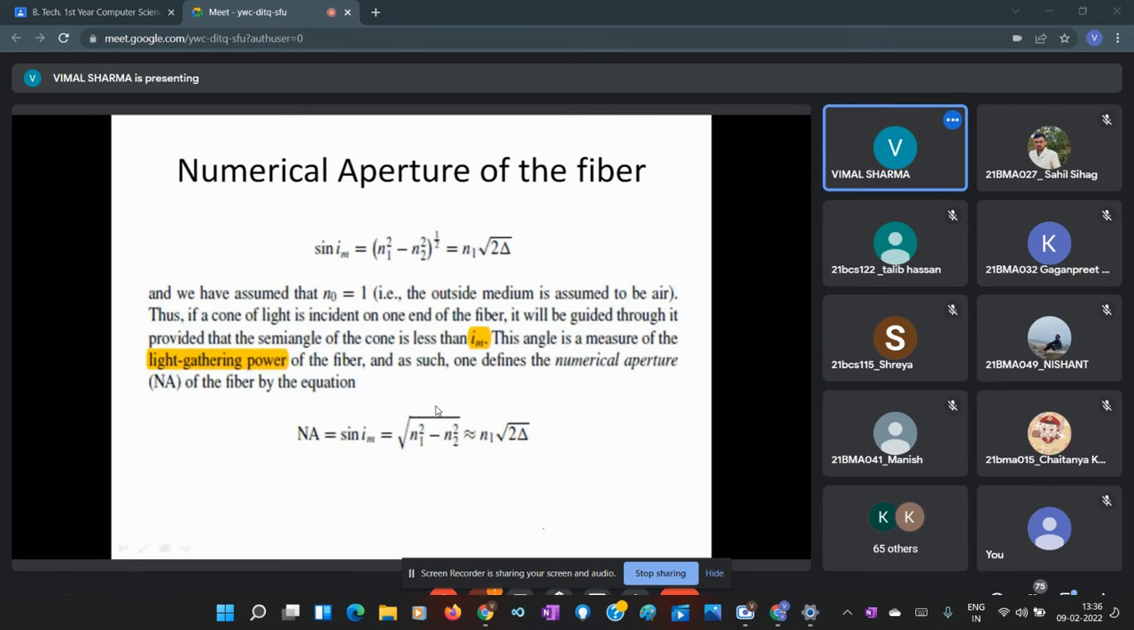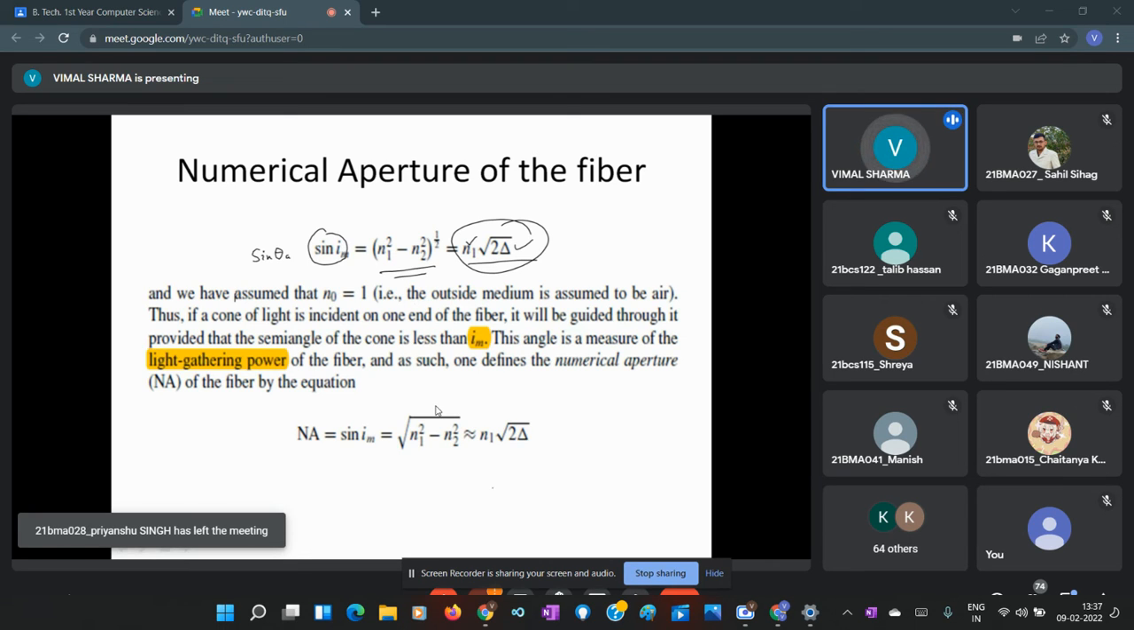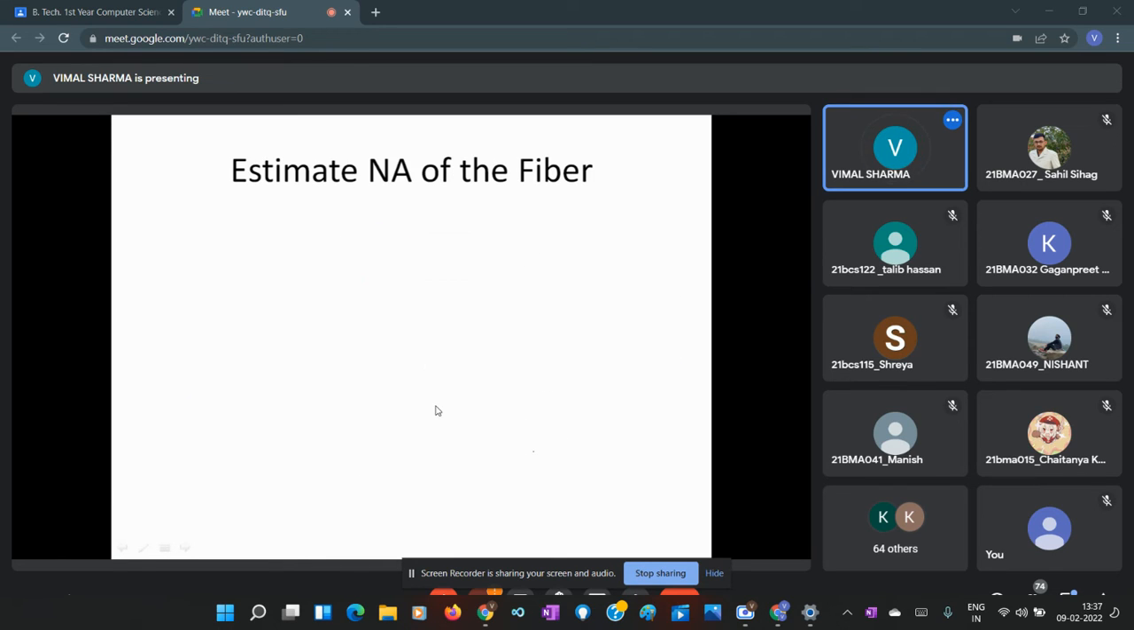Then I have already done this. You can write numerical aperture as sine of theta a, or here we are writing theta im. So one and the same thing. It is sine theta a, which is under root n1 square minus n2 square. I can write that in terms of fractional refractive index change, and this you can call the average of n1 and n2. And then approximately you can write that this is equal to this, you can replace this.